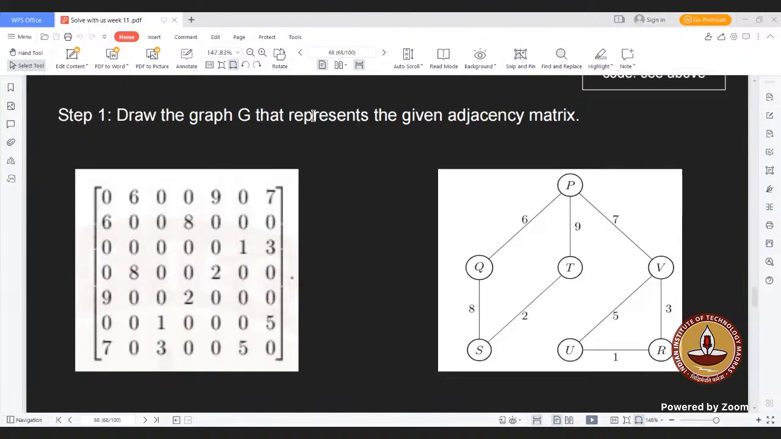I got two answers. One of them is correct. There is a slight change.